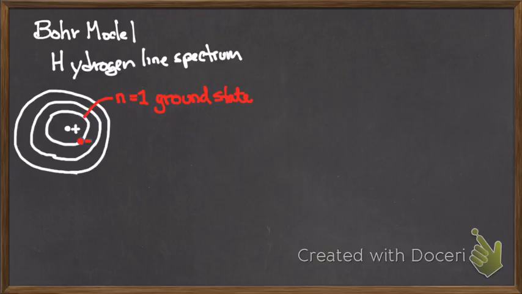So now let's say you pass a strong electric field through this atom, right? What happens to the electron? Well, if the atom is going to absorb energy, it has to move from n equals 1 to somewhere higher, into one of the higher orbits. So it goes up to here, let's say. So this would be called the n equals 1 to n equals 3 transition.